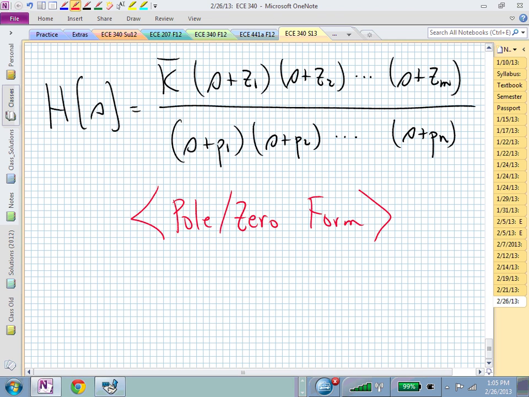That's nice if you're sketching things in the complex S-plane. If you want to plot the poles and the zeros, this is the nice form to be in. Pole-zero form. If you're trying to sketch the pole and zero locations and look at the distances and angles in the complex S-plane, that's a good structure to have it in.